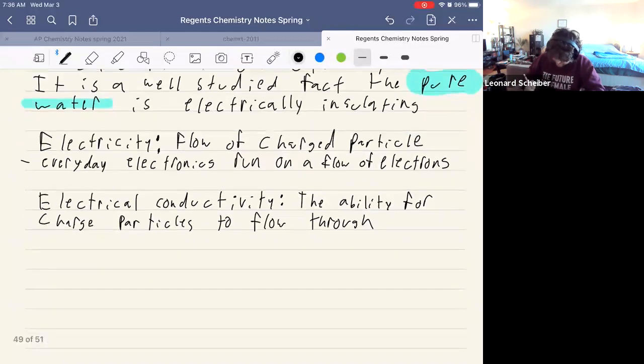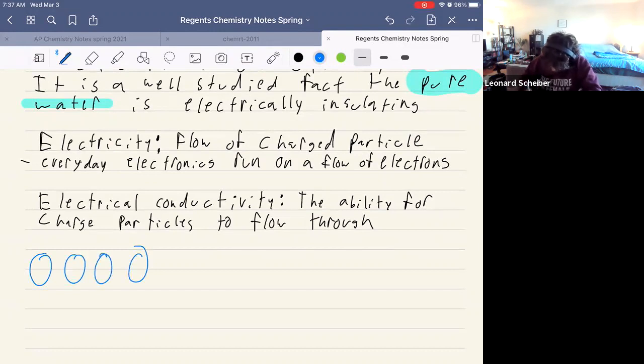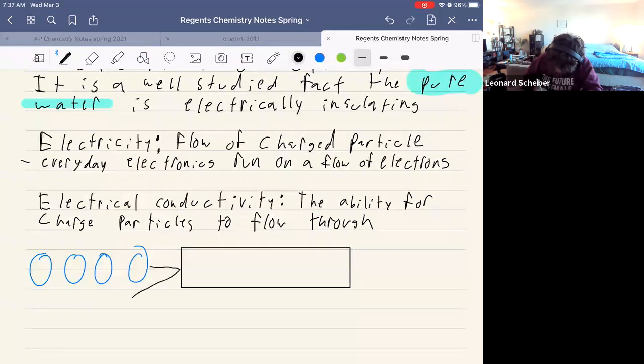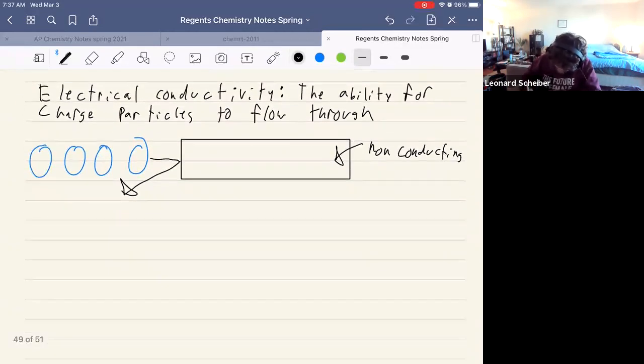And it is very common for us to relate electricity to water. So we have a couple of water droplets, and if we try to force those water droplets through a closed pipe, what's going to happen is the water droplets are going to hit the pipe and just bounce off. So we would say that this pipe is non-conducting. It is impossible for the water to go through the pipes. The water molecules are rejected.